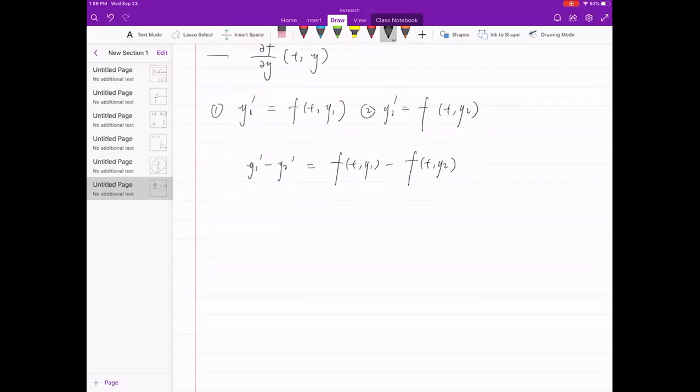Still okay? Now what I'm going to do is define the function delta Y to be Y1 minus Y2. If I can prove delta Y equals zero for any T, then it's the same as saying Y1 and Y2 are the same all the time. Still okay?